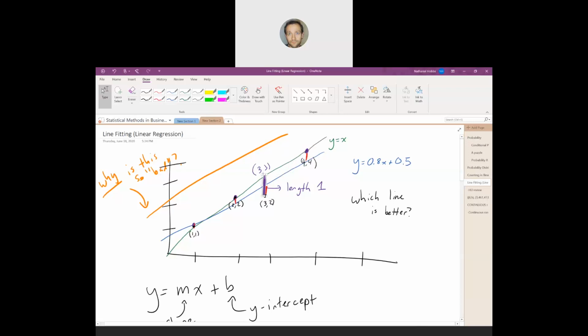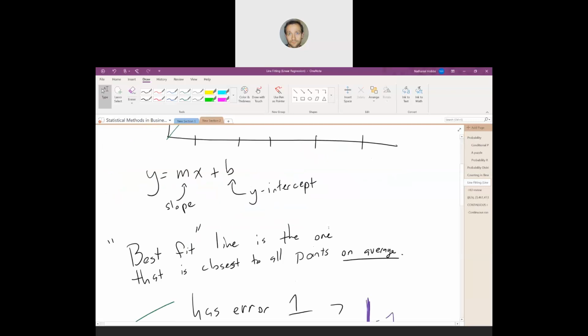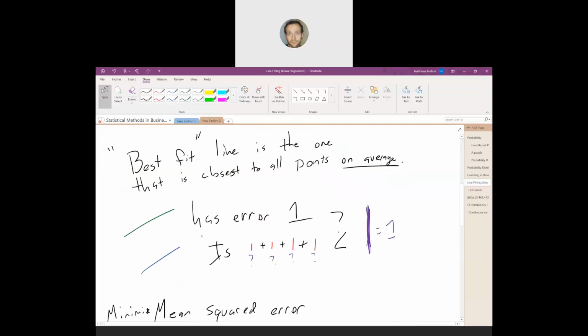So that big mistake, even though it has 0 mistake 3 times, that could be bigger than the mistake that the blue line makes on every point, but the sum of these together is still shorter than the error made by the green line.